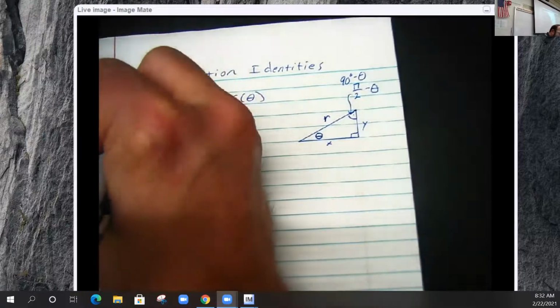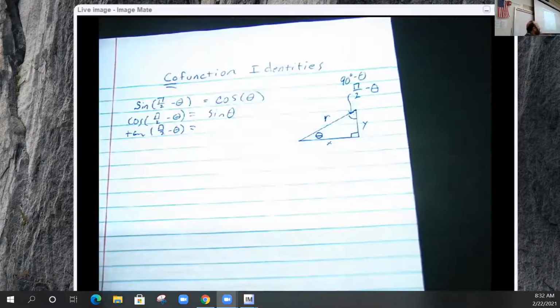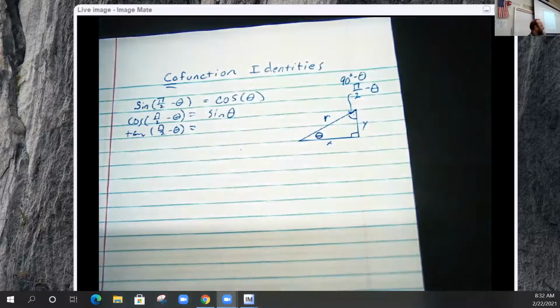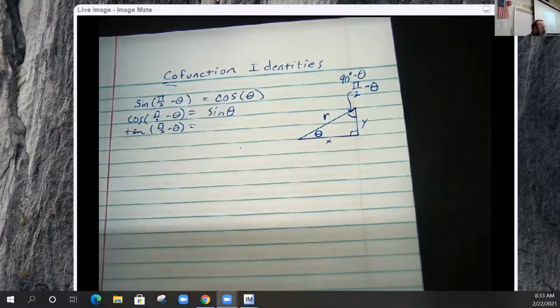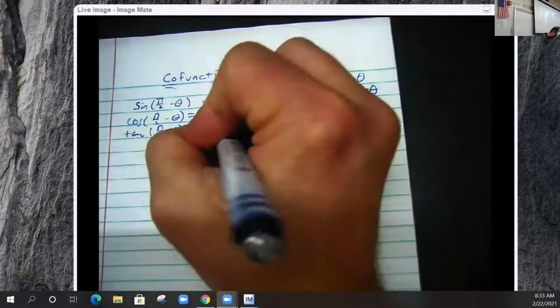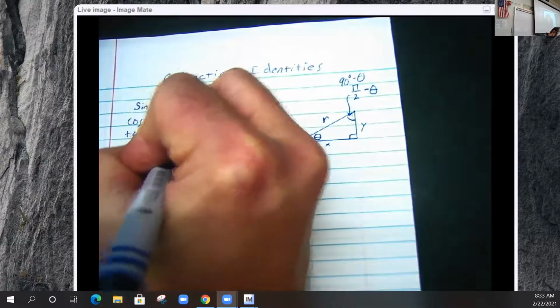So any guesses out there what the tangent of pi over 2 minus theta is? Hint, these are called the cofunction identities. Any guesses what, if the sine went with the cosine, what do you think the tangent's going to go with? The cotangent. Any guesses what the cotangent is going to go with?